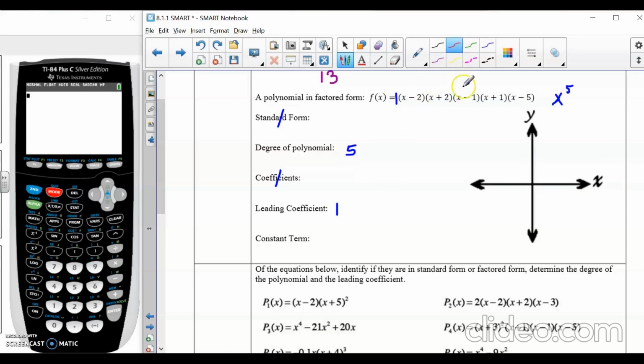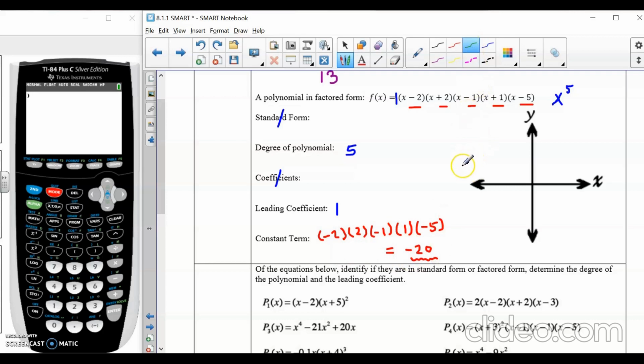And the constant term, it's really obvious in standard form, but again, it's not too bad to find in factored form. All you have to do is take the constant term on each factor and multiply them together. So that tells us we have a negative 2 times a 2 times negative 1 times positive 1 times negative 5. And if you multiply all that out together, negative 2 times negative 1 times negative 5, you should end up with a negative 20 for your constant.